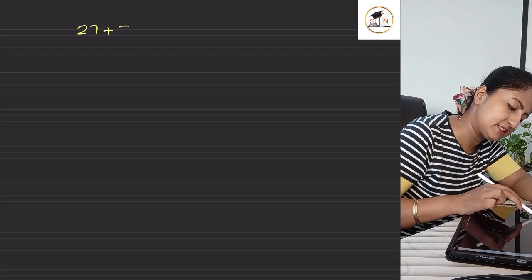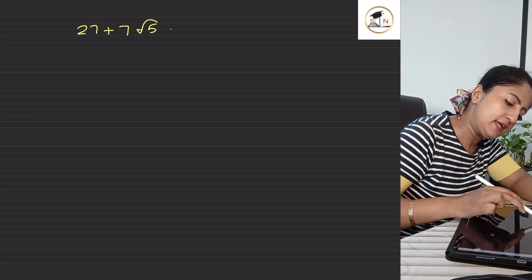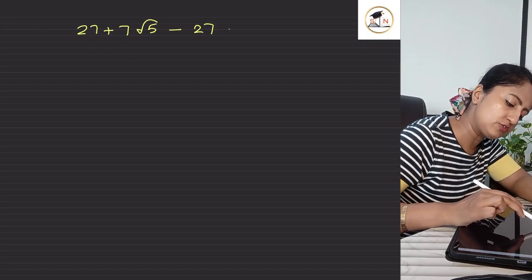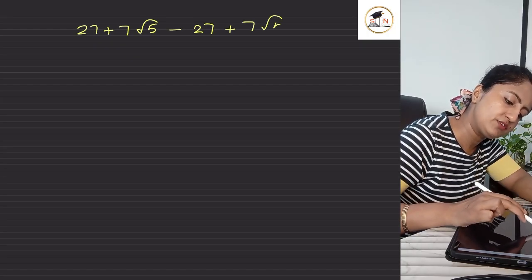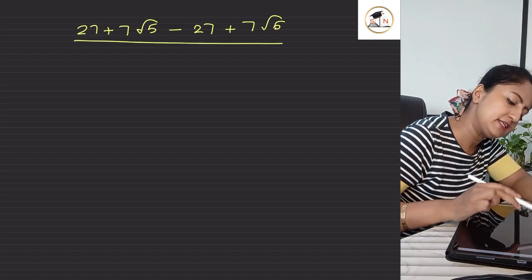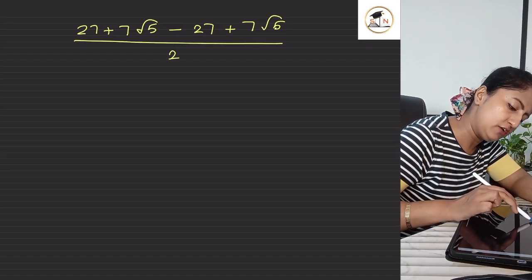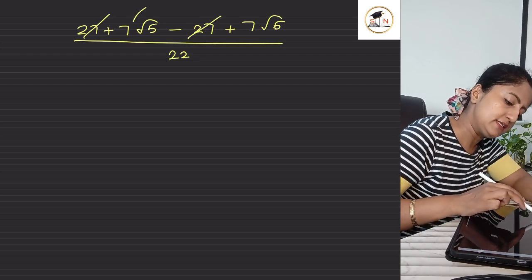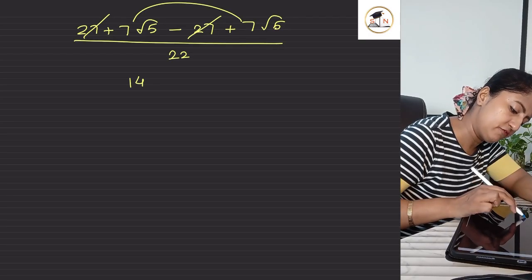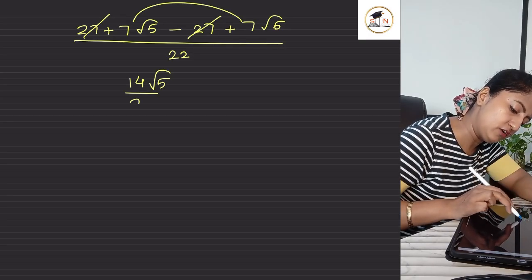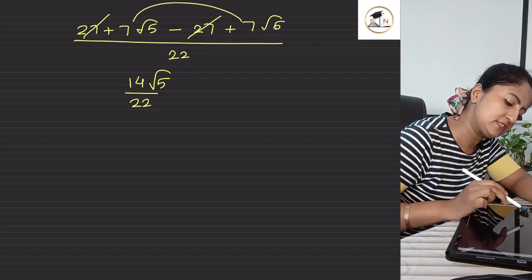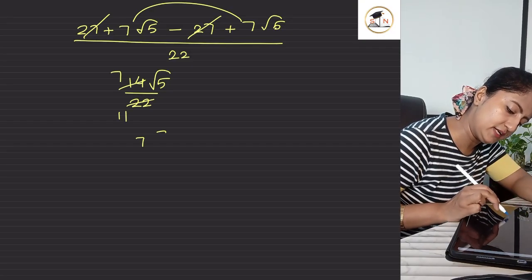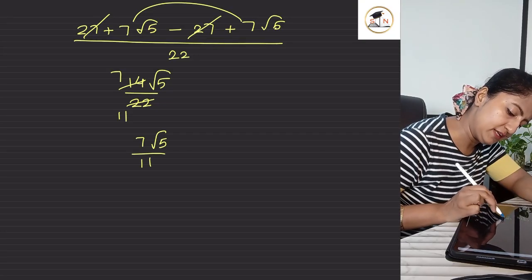पहला एक्सप्रेशन एज इट इज रहेगा. एलसीएम डिनोमिनेटर सेम था, एलसीएम की कोई चिंता नहीं हमें यहाँ पे. सो 27 प्लस 7 रूट 5 बचता है, माइनस माइनस प्लस हो गया 7 रूट 5 का. डिनोमिनेटर में हमारे पास क्या है? 22. 27 कैंसिल हो गया. 7 प्लस 7 क्या बन जाएगा? 14 रूट 5 ओवर 22. यहाँ पे we can see we still have 2 as a common factor. 7, 11. What we get? 7 root 5 over 11.